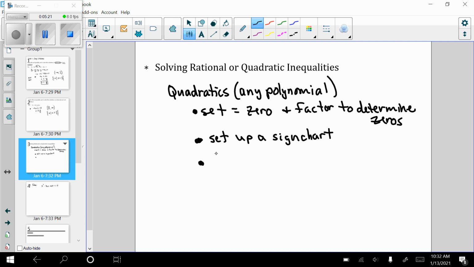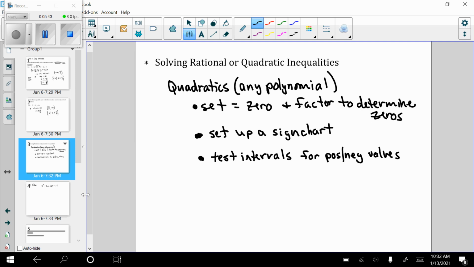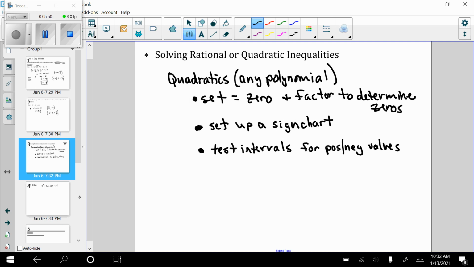And once we set up the sign chart, we're going to test the intervals between the zeros for positive and negative values. Okay, so if your inequality is greater than, then you're looking for positive values. And if your inequality is less than, you're going to be looking for negative values where it sits under the x-axis.